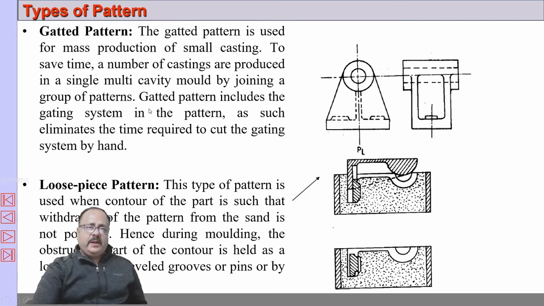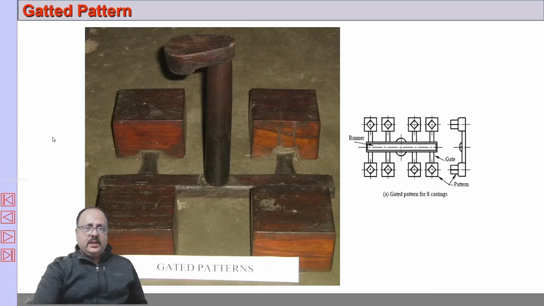Then we have gated pattern. Now gated pattern, see here, a number of castings are made using a gated pattern because there are a number of gates. So these are runners, these are runners, these are gates. So the number of gates are made and a number of castings are done. This is the screw rod and the pouring basin attached to it. So we don't have to use a screw rod separately. It is a part of the pattern.